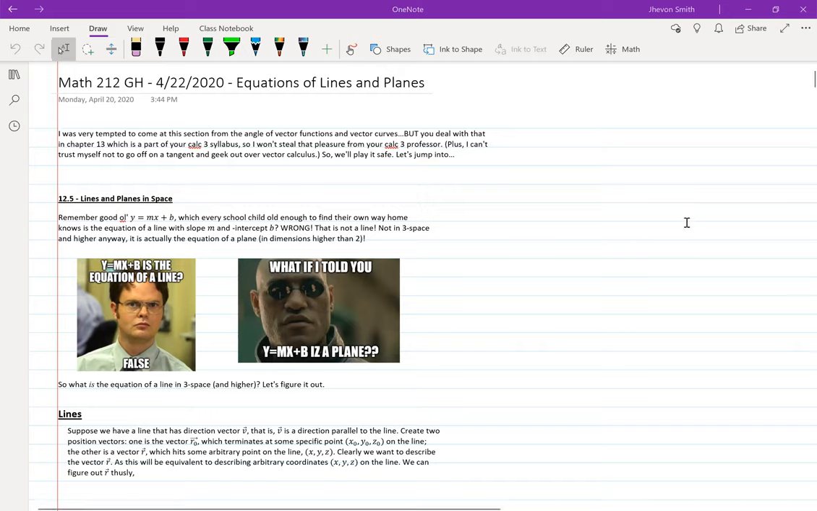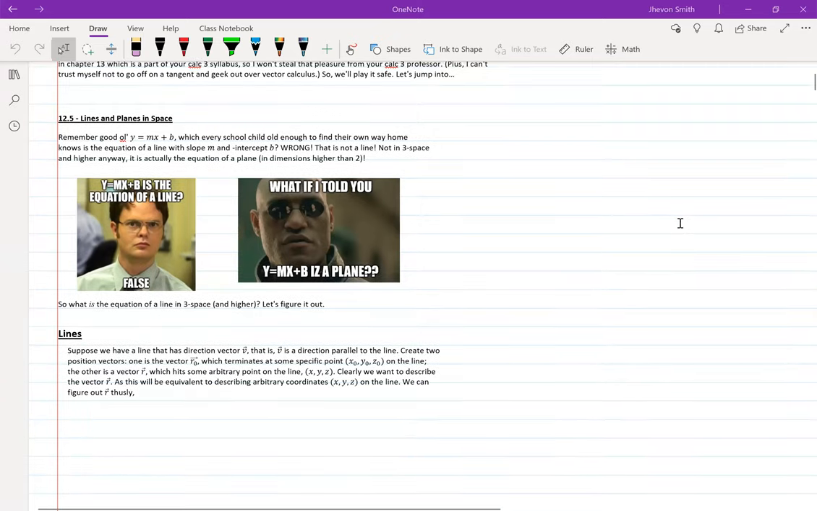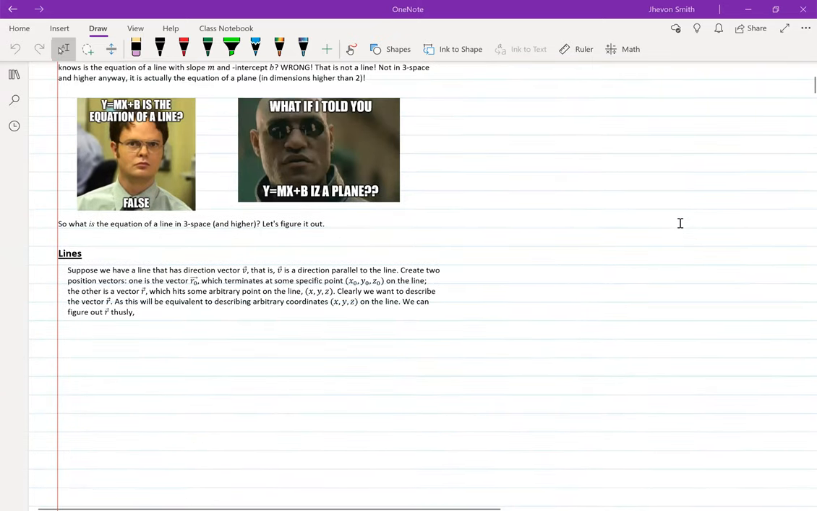So at this point, I'm like, well, what is a line then, smarty pants? Okay, let's actually talk about this. Let's actually find the equation of a line. And let's start to use language that would be beneficial in three space, meaning we're going to talk about things in terms of vectors and directions and all that good stuff.